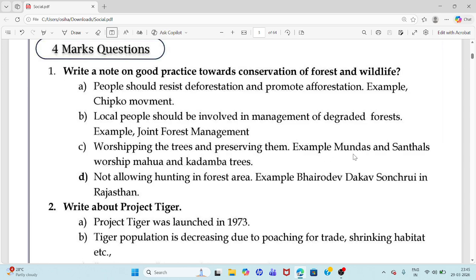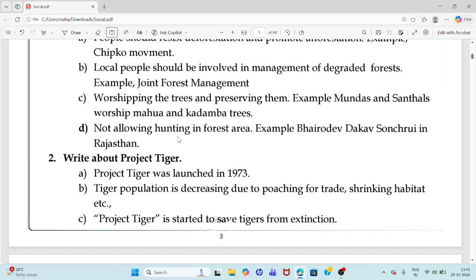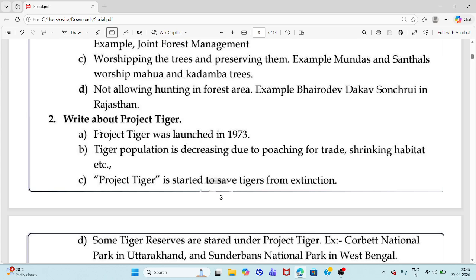Worshipping the trees and preserving them. Example, Mundas and Santhals worship Mahua and Kadamba trees. Not allowing hunting in forest area. Example, Bhairodev Dakav Sonchuri in Rajasthan.